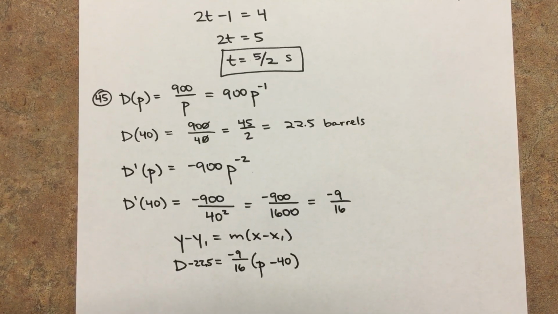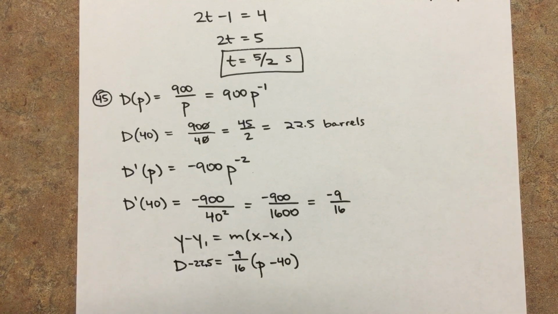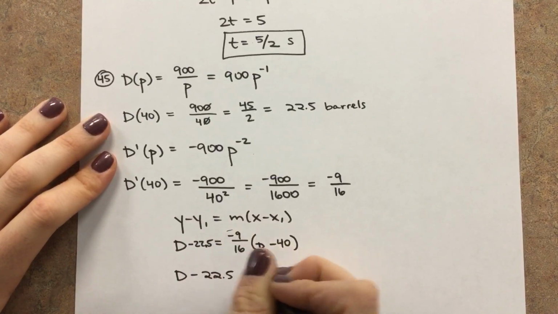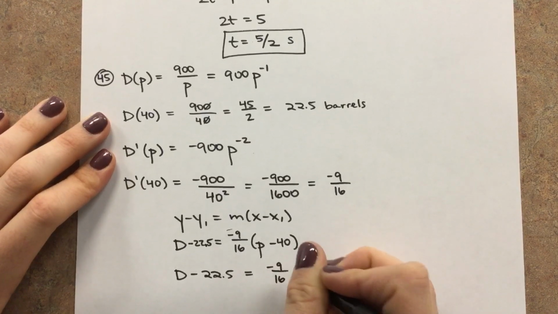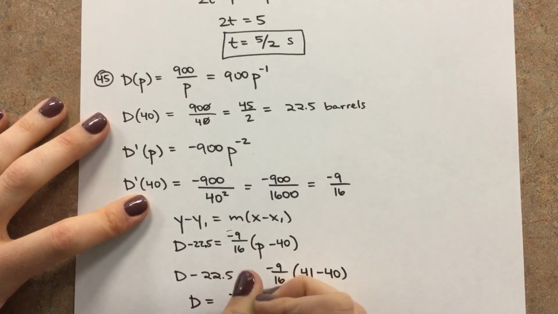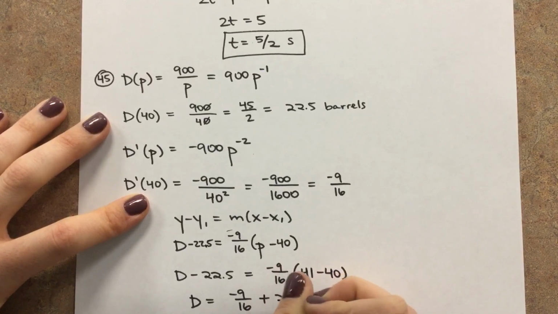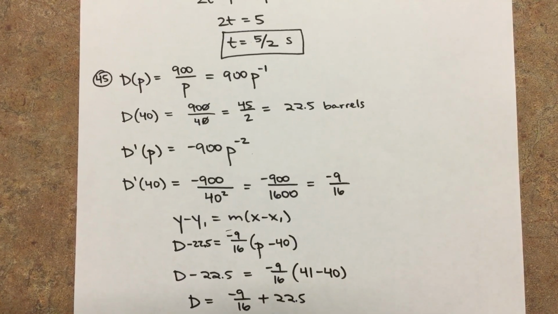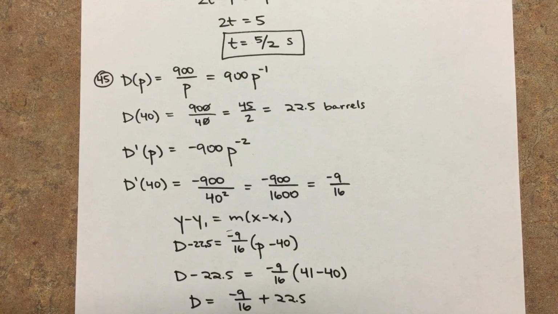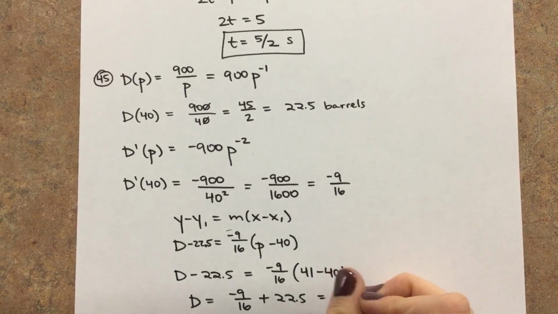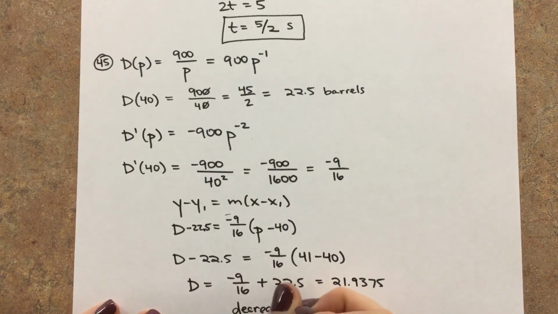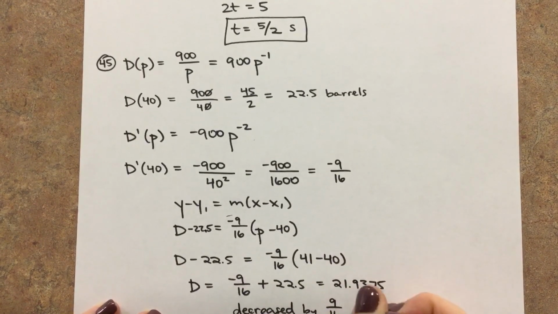All right, so what we want to do is plug in the 41. It says estimate the decrease in demand, so if we plug in 41, we're expecting a negative value, which makes sense because the slope is negative. So we've got D minus 22.5 equals -9/16 times 41 minus 40, which ends up just being a 1. To solve for D, I could take 9/16, which is 0.5625, and plug this into the calculator. This ends up being 21.9375. So it decreased by 9/16 of a barrel.